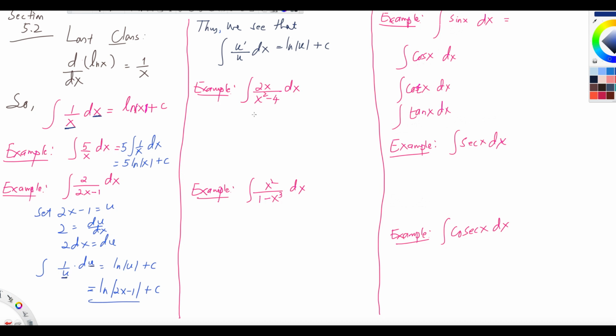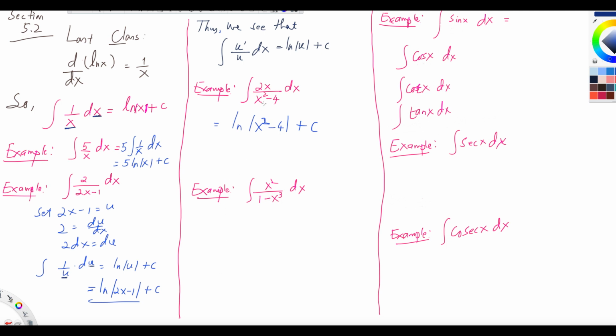Now look at this here. Do you see that? What is the derivative of x squared? It is 2x, right? Which is in the numerator. You see that? So what will be the integral here? That will be basically natural log of the absolute value of x squared minus 4, plus c. Okay? So you can directly write it down that way.